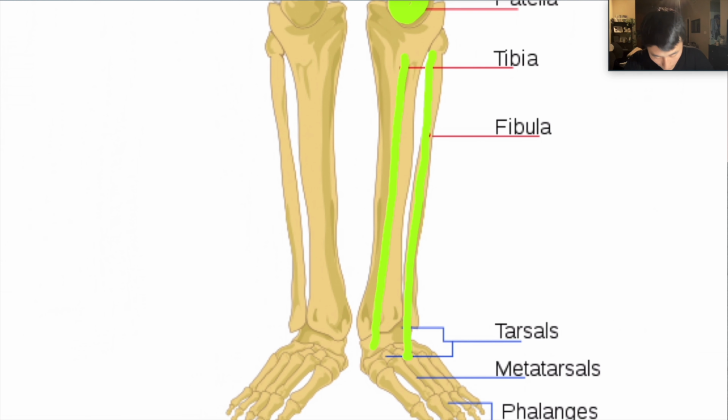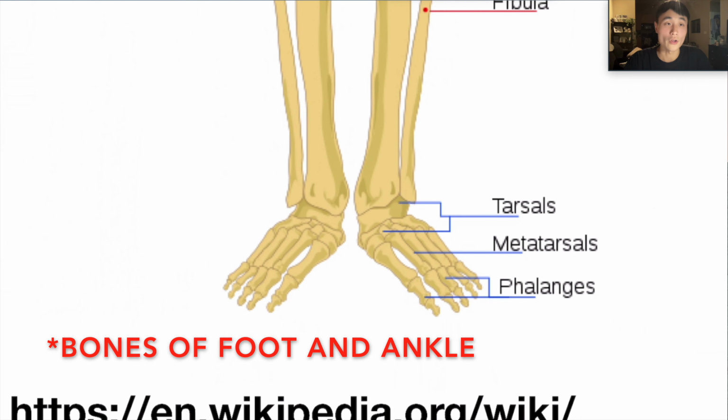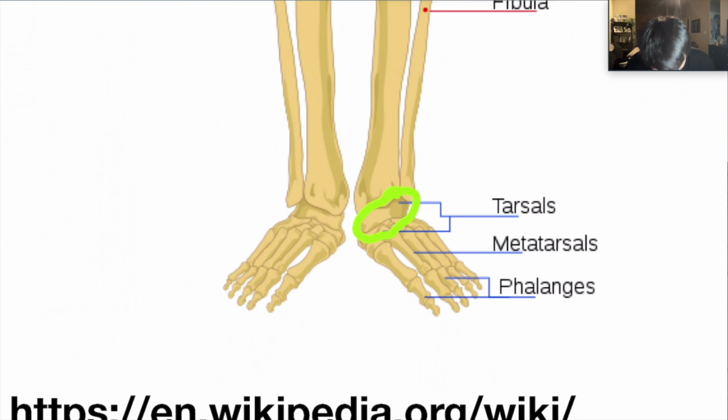So if you look at the difference between these 2 bones, it looks like the tibia is much bigger than the fibula. So the weight distribution is more on the tibia compared to the fibula. So let's look at the bones of the foot. There are tarsals here, and in front of the tarsals there are metatarsals, and then there are phalanges. Pretty similar structure as the hand.